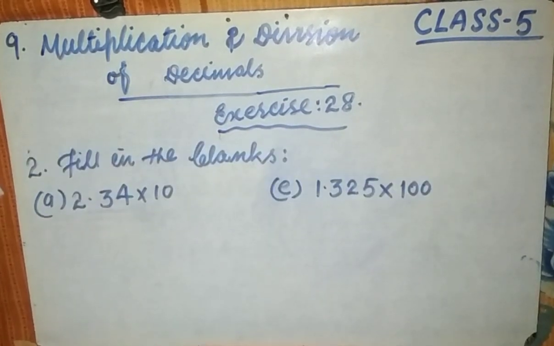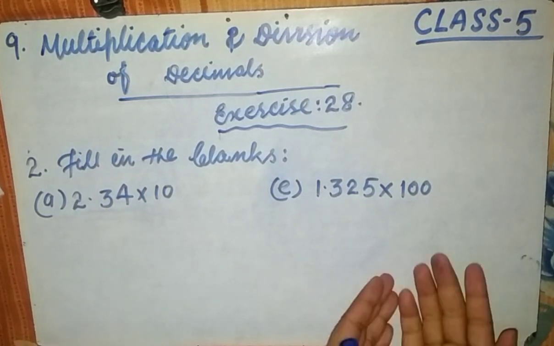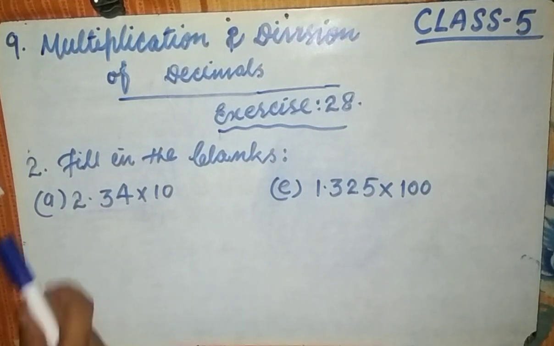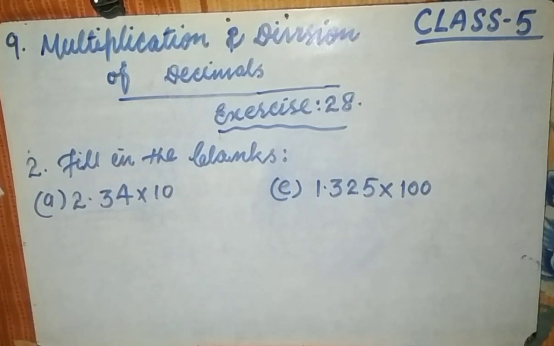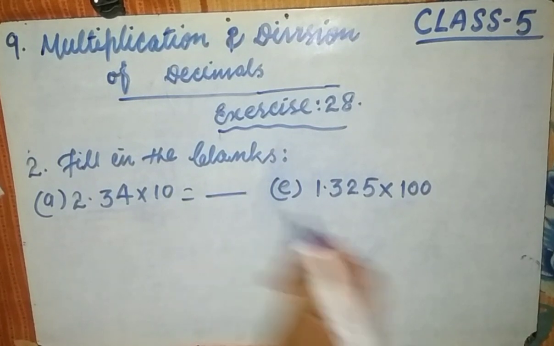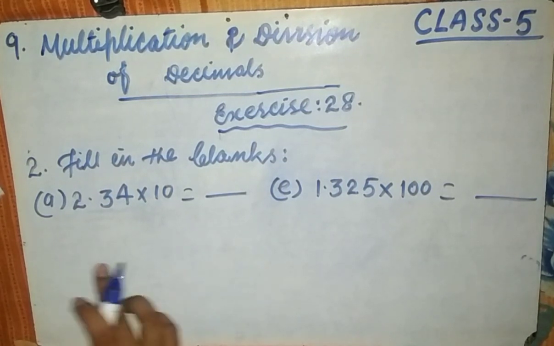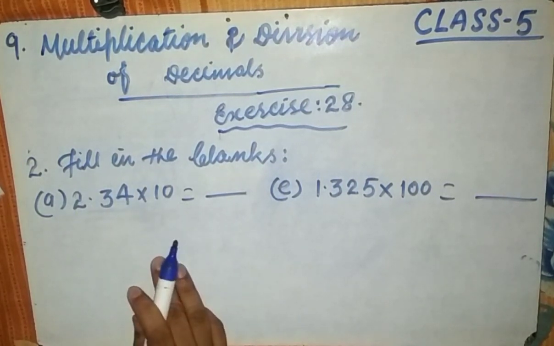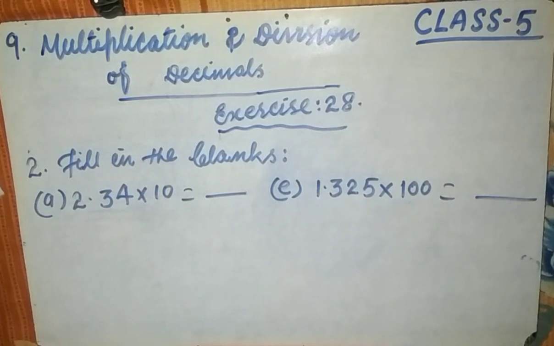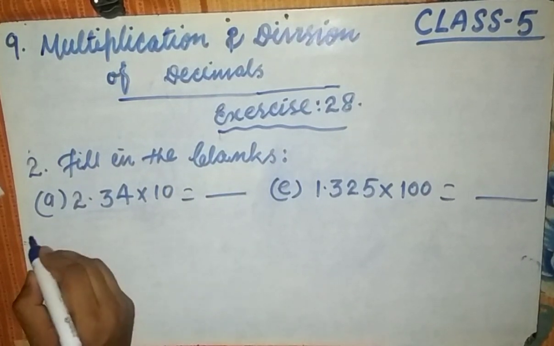Now next, see, students, we have already talked about how to multiply decimal fractions with 10 and 100. So have a look, friends. Question number 2 says fill in the blanks. Means here is the dash, here is the dash. Now what number should be filled here? So in order to fill in here, first we have to multiply these two numbers, then write down the answer here. Okay, now see the solution.